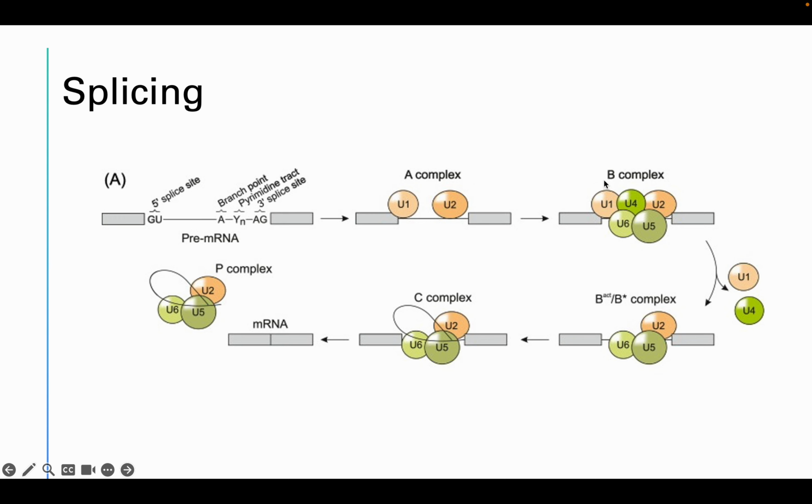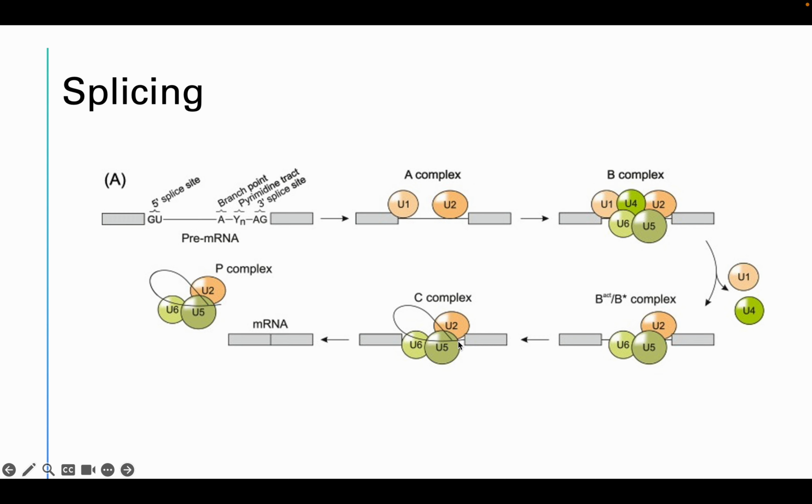In the next process, the U1, which is bound to the 5 prime splice site, frees the 5 prime splice site and takes the U4 with it. So now this 5 prime splice site is free, which can be cleaved, and it binds to the U5 complex. Here you can see the splice site gets cleaved and it binds to here, right? And then it brings the exon closer towards the U6 site.